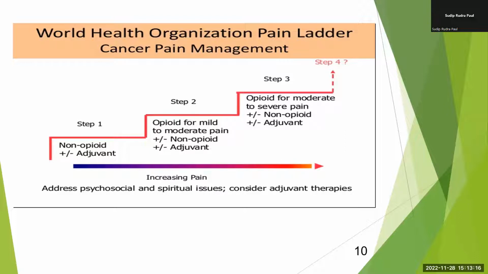Now, step 4, what is step 4? Most of the hospitals used to practice this step 4. It's called interventional pain management. For interventional pain management, the patient needs a little bit of fitness, because they have to undergo some nerve block procedure.